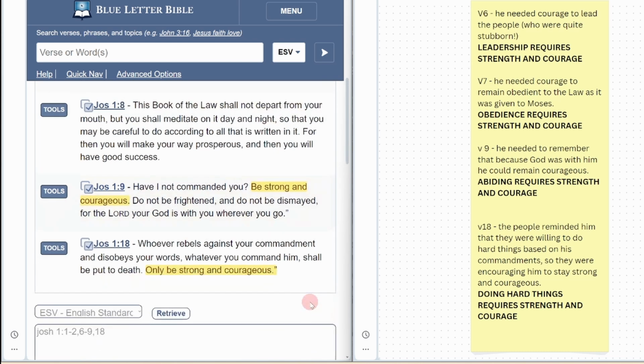And then in verses 17 through 18, Joshua gives some very specific instructions to some of the tribes, and those tribes respond favorably. They say, whoever rebels against your commandment and disobeys your words, whatever you command him, shall be put to death. That's if they rebel. And then they say, only be strong and courageous.